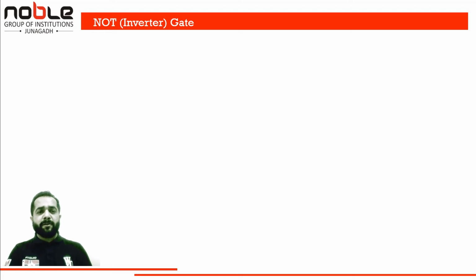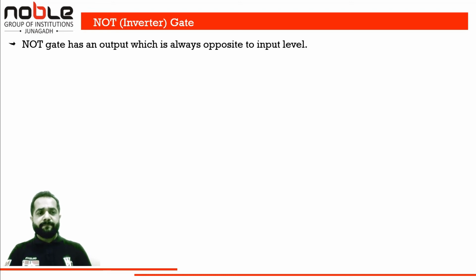Now move on to the NOT gate, also known as an inverter gate. The NOT gate has an output which is always opposite to the input level. It means if we give the input 0, we get the output 1, and if we give the input 1, we get the output 0.